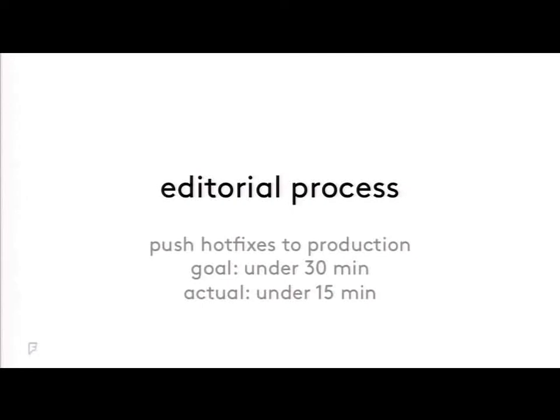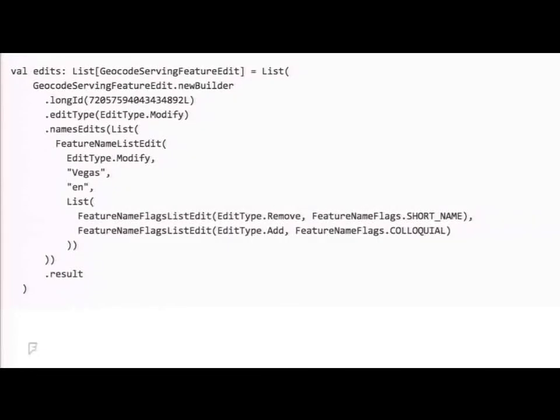We actually managed to do it in under 15. And this is how it works. You write up your fixes in Scala. Essentially, you're building up a thrift object using the builder classes that Spindle gives you. You can do anything you want. You can add new features, delete features, and you can modify existing features to change their names, their geometries, their parents, their attributes, absolutely anything. Now, depending on how complex the hotfix you're making is, this is the part that actually takes the longest time. In practice, it takes about 10 minutes, let's say, if you're making a somewhat involved geometry change, you need to redraw your shapes and regenerate GeoJSON or WKT for them to actually put into this file here.